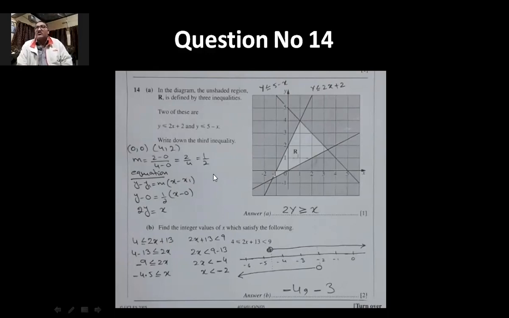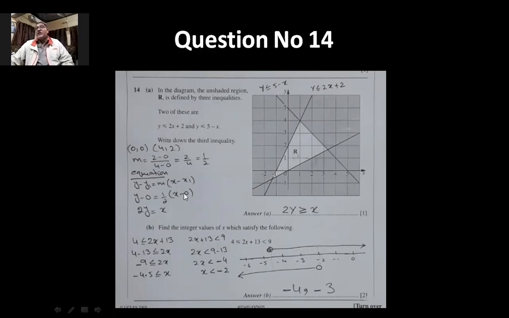The gradient is y2 minus y1 divided by x2 minus x1. So we will have 2 minus 0 divided by 4 minus 0. It will be 2 by 4, which is 1 by 2. So I can find the equation.